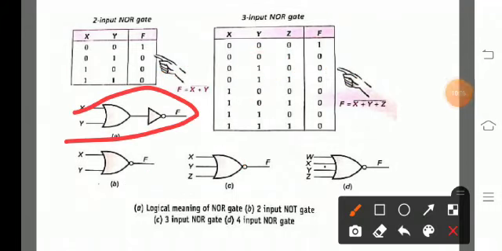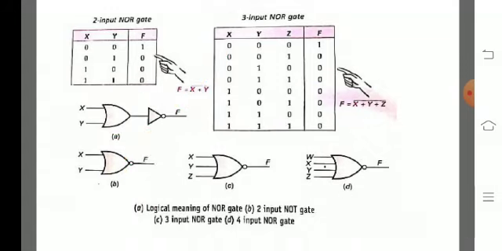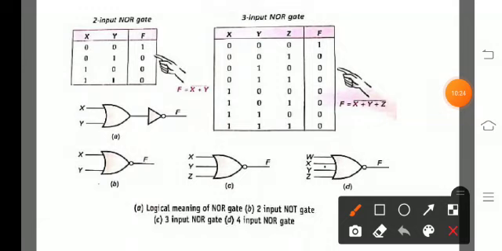See, this is the original meaning. You can write like this, or else simply you can put a small bubble here. Then it will become the same as the previous one. Okay. So this is called the NOR gate. See here, see the truth table.